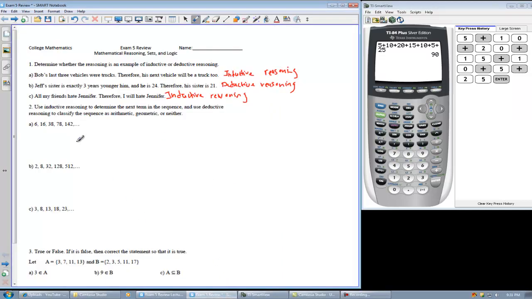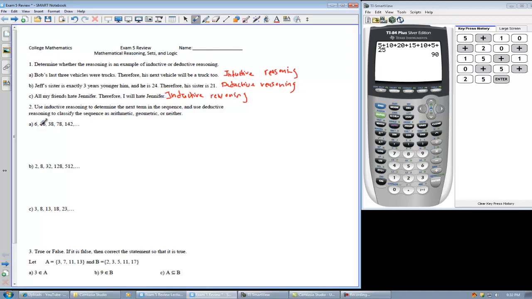And so here in number 2, it says, use inductive reasoning to determine the next term in the sequence, and use deductive reasoning to classify the sequence as arithmetic, geometric, or neither. Okay, so when we look at this first one here, 6, 16, the first thing I'm thinking is, maybe I'm adding 10, right? Because I take 6 plus 10 to get 16. But if I add 10 to 16, I don't get 38. So that doesn't work.